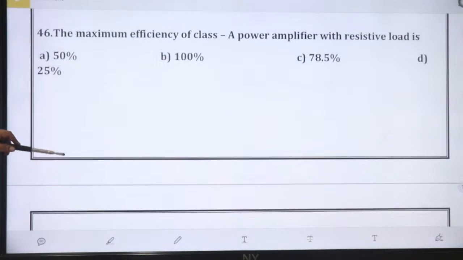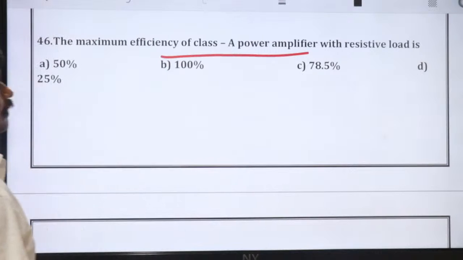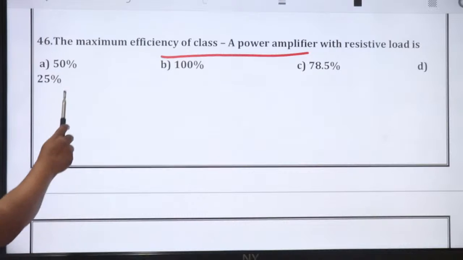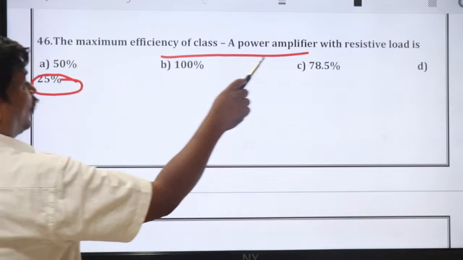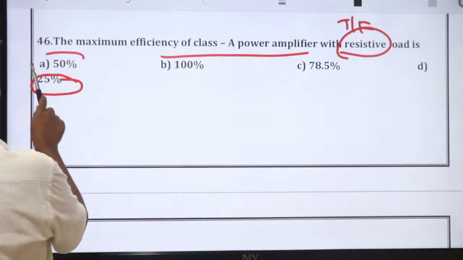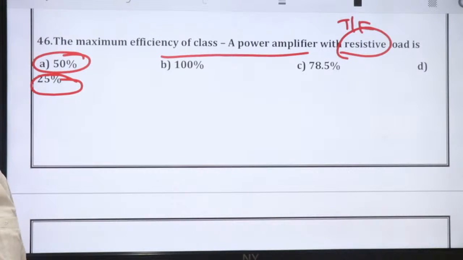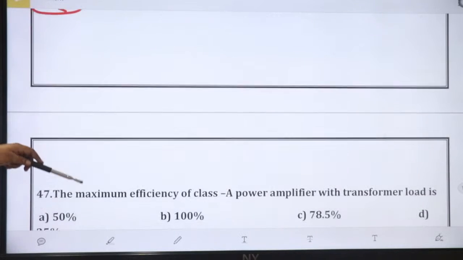Next, the maximum efficiency of a class A power amplifier with a resistive load is? Resistive load means 25% only. Instead of resistive load, suppose a transformer is given, then you can answer 50%. If it is a resistive load, it means 25%; if it is a transformer, it means 50%.